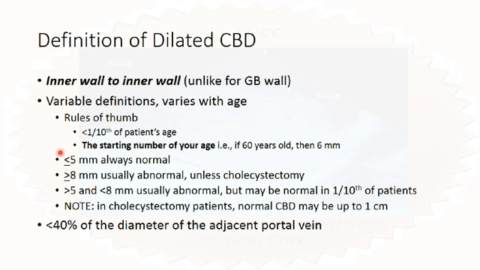In general, less than 5 millimeters is always normal, and more than 8 millimeters is usually abnormal. But in patients with cholecystectomy, you can sometimes have a CBD of up to 1 centimeter. But in the clinical context of biochemical abnormalities and signs consistent with biliary obstruction, if you have a large CBD of 1 centimeter, that's obviously dilated. And as I said, when you compare it with the adjacent portal vein, it must be less than half the size of the portal vein. But the objective measurements are more reliable.